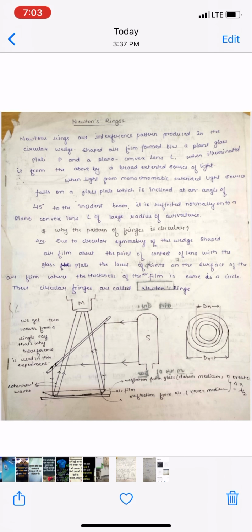For the convex lens, both the parts are convex in nature, but for the plano-convex lens, one part is plane. Between the plain glass plate and the plano-convex lens, a circular air film is formed. Why is the air film circular? Because the shape of the plain glass plate and the plano-convex lens we have taken is circular.